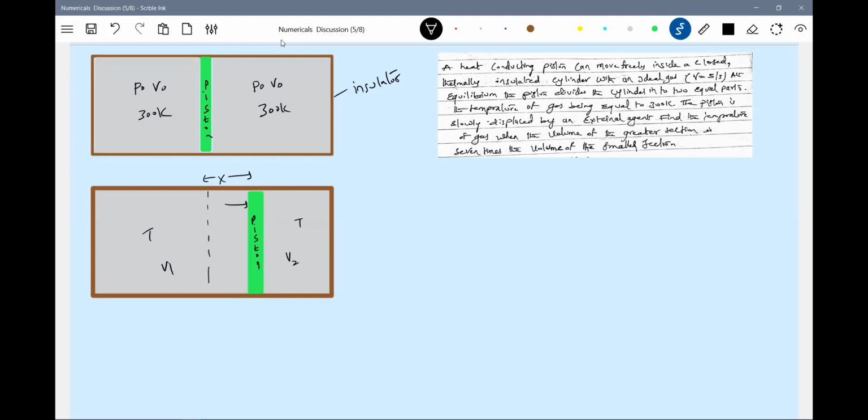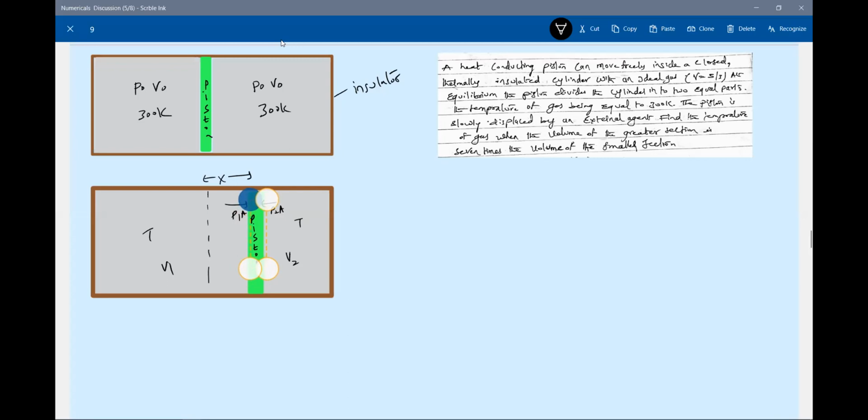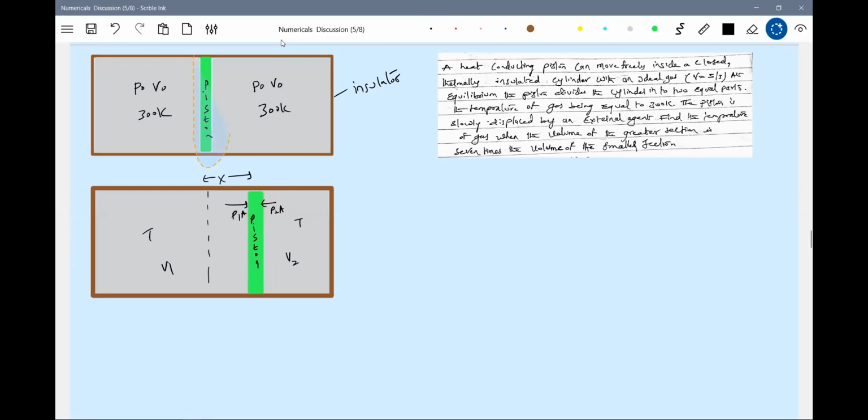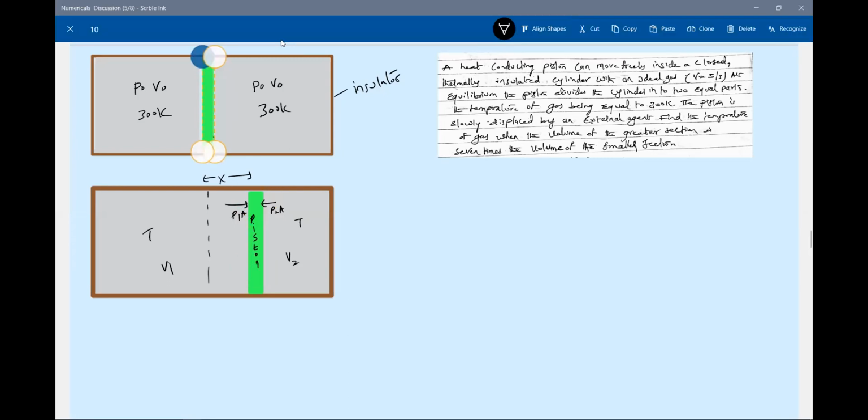So here the force will be the pressure force P1A, here P2A. So what is the work done by the external agent? Slowly, the external agent will displace it slowly. From rest to rest, it will be moved. The piston will be moved from rest to rest, rest to rest, in this way.